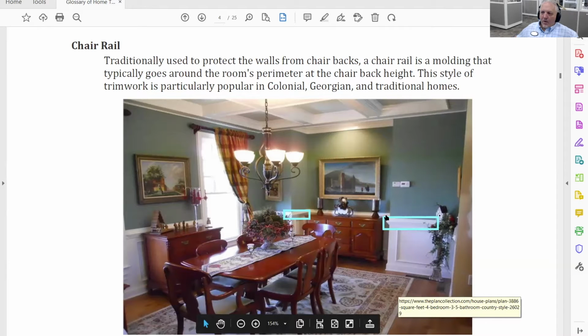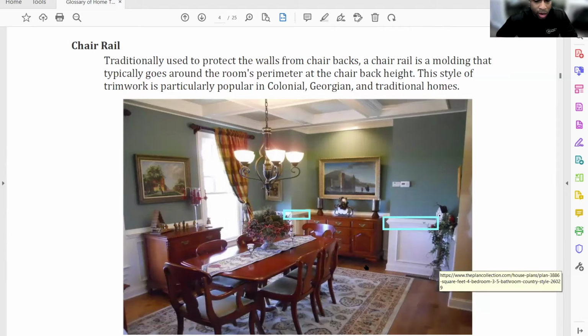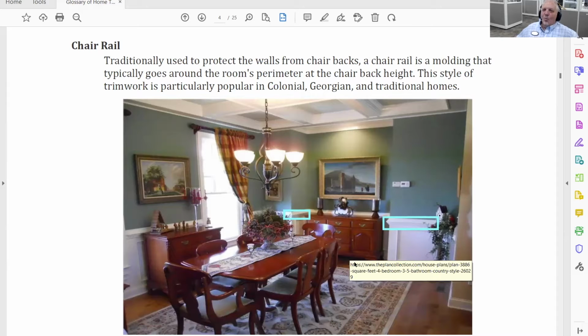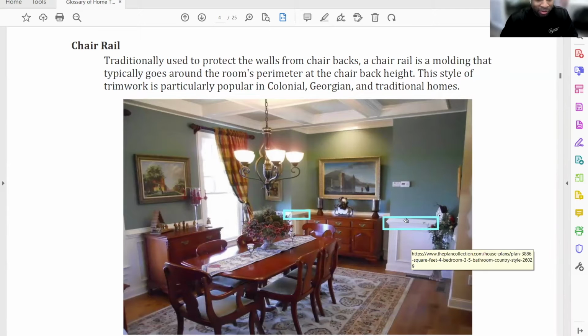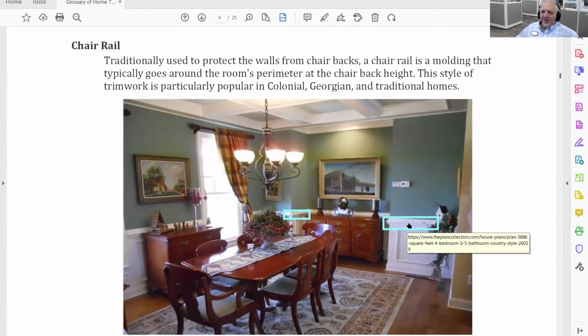What would you call, if the chair rail is this top portion depicted here with the little light green outline, what would you call this entire lower portion of this wall? Wainscoting. Good job. That is exactly right. Wainscoting. And depending on what part of the country you're from, if you go up to New England, it's going to be wainscoting.